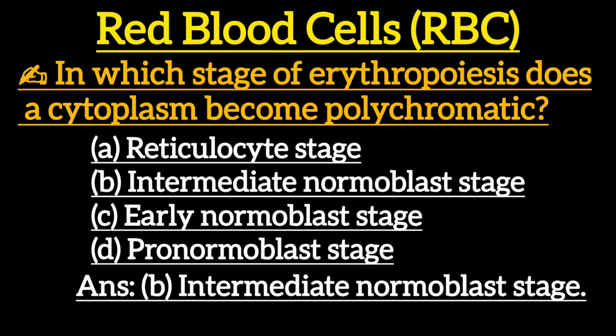Next one is in which stage of erythropoiesis does the cytoplasm become polychromatic? Option A reticulocyte stage, option B intermediate normoblast stage, option C early normoblast stage, option D pro-normoblast stage. Correct answer is option B intermediate normoblast stage.